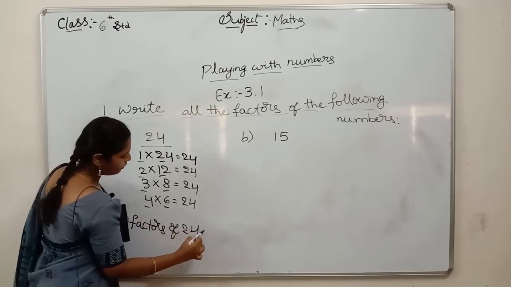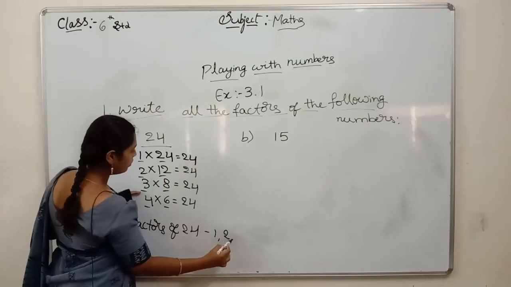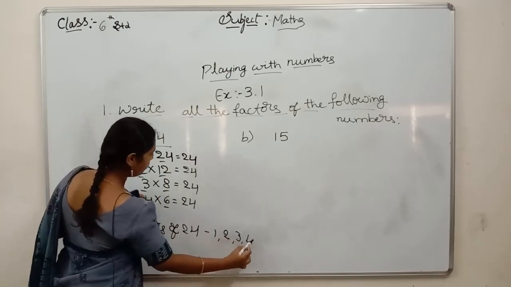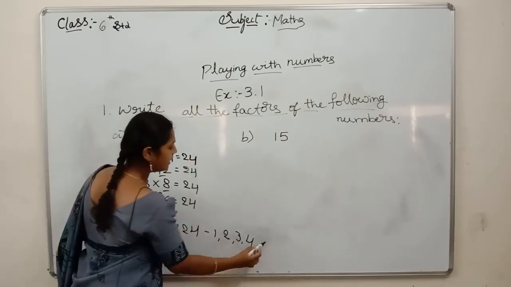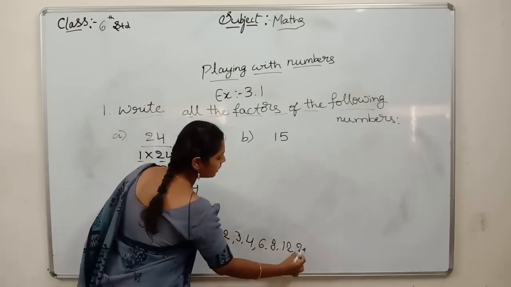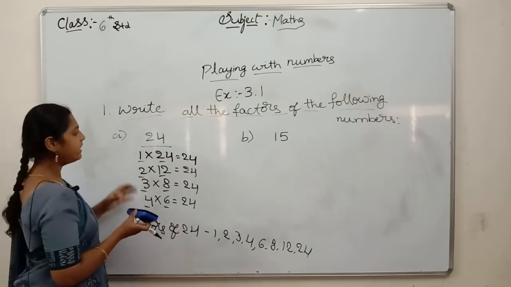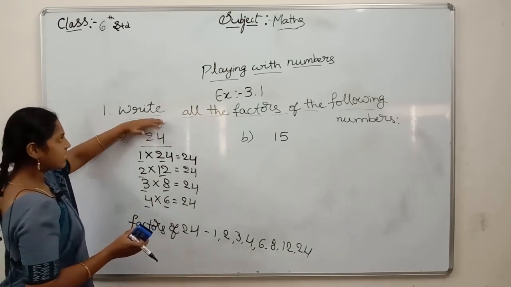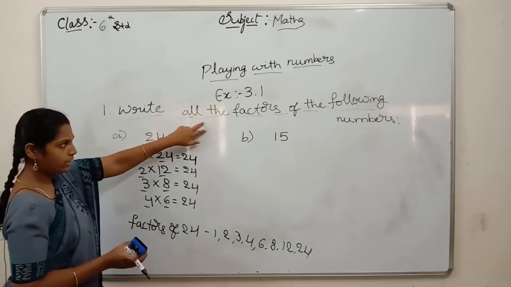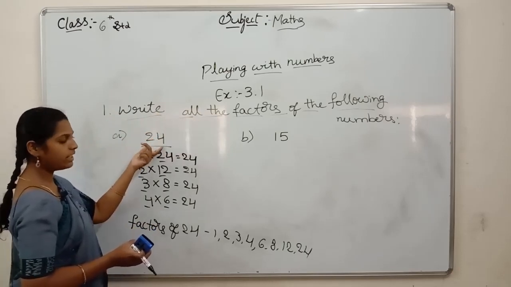Factors of 24 is what? 1, 2, 3, 4, next 6, 8, 12 and 24. You understand? Once again I will repeat. If they ask, write all the factors of the following numbers. If they ask factors of 24, then how can we write?